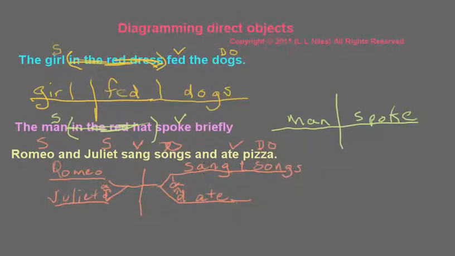Romeo and Juliet ate what? And it's pizza. They did not sang pizza. They ate pizza. So each verb has its own direct object. That's why I do not join that line back together again. And it just looks like this.